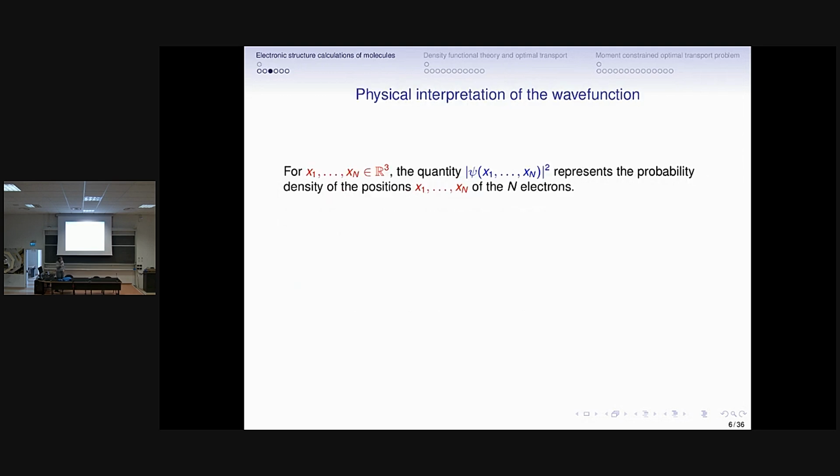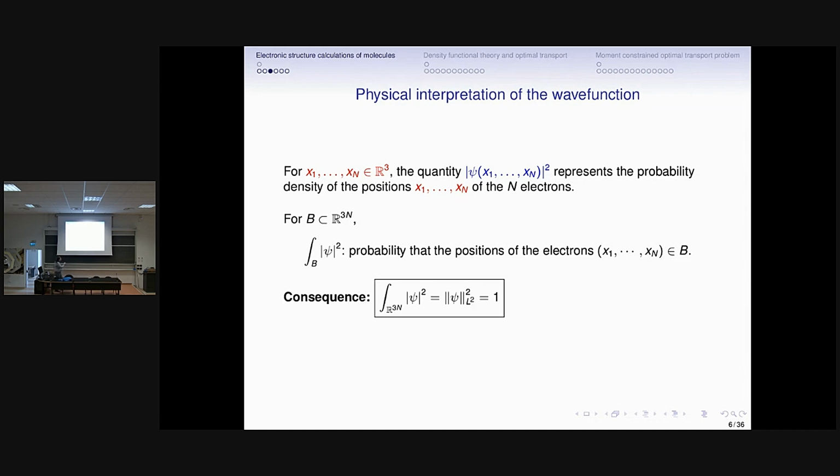Just for those of you who are not familiar with quantum chemistry, the wave function that describes the state of the electrons within the molecule has the following interpretation: the modulus squared of the wave function evaluated at x1 up to xn, where x1 up to xn are vectors of R^3, represents the probability density of finding the n electrons at positions x1 up to xn respectively. So if you consider a subset B of R^3n and integrate the squared modulus of the wave function over the set B, this gives you the probability that the positions of the electrons are located in the set B.